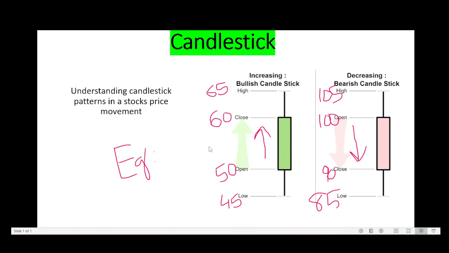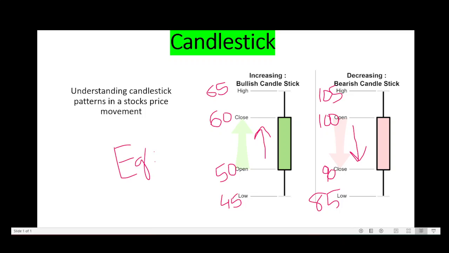Hey guys, today we will learn about what a candlestick is and how to read prices from the candlestick, whether it is going down or going up. When the price is going up, we see a green candle. When the price is going down, we see a red candle. So when the price rises in the stock market, let's take the example of a 1 minute candle.